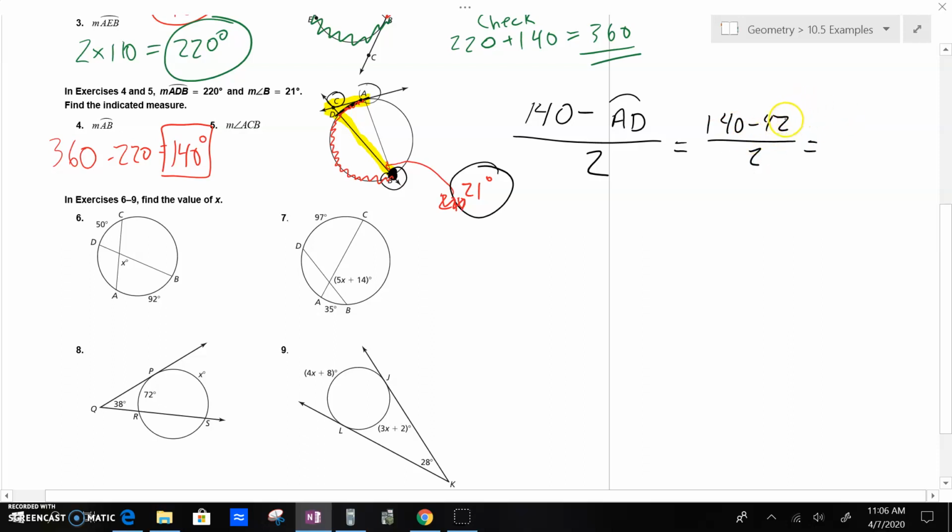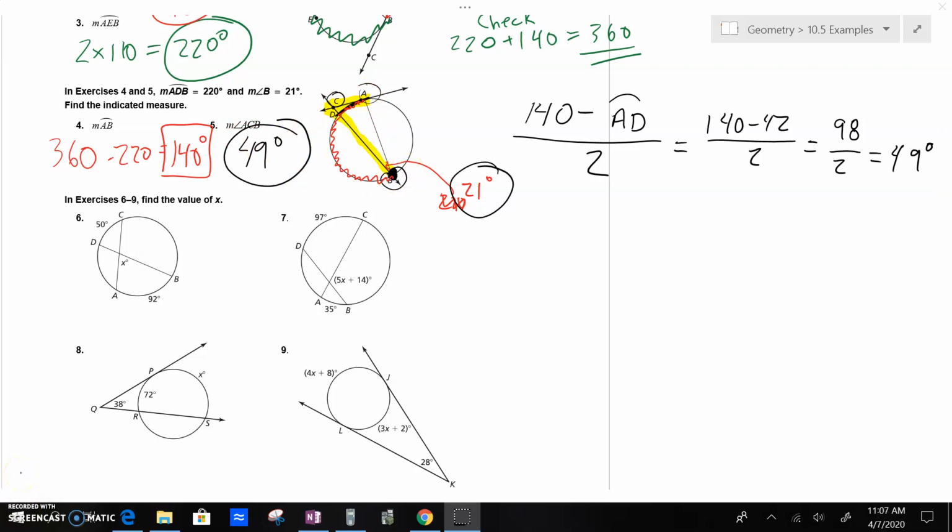So 140 minus 42 would be 98. And then 98 divided by 2, which we're dividing by 2 because they're asking us to find an angle measure, ACB. So I'm going to take 98 and divide it by 2, and that's going to be a 49-degree angle. So there's our 49 degrees. And that's the angle from A over to C and down to B.